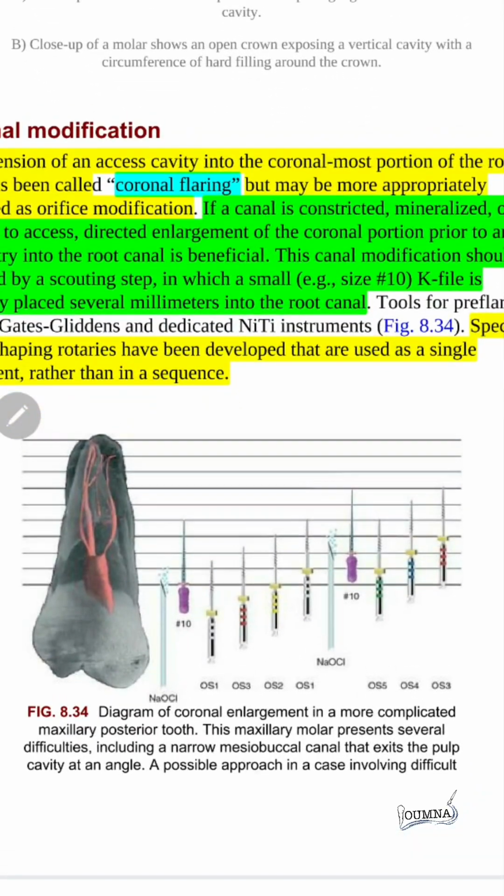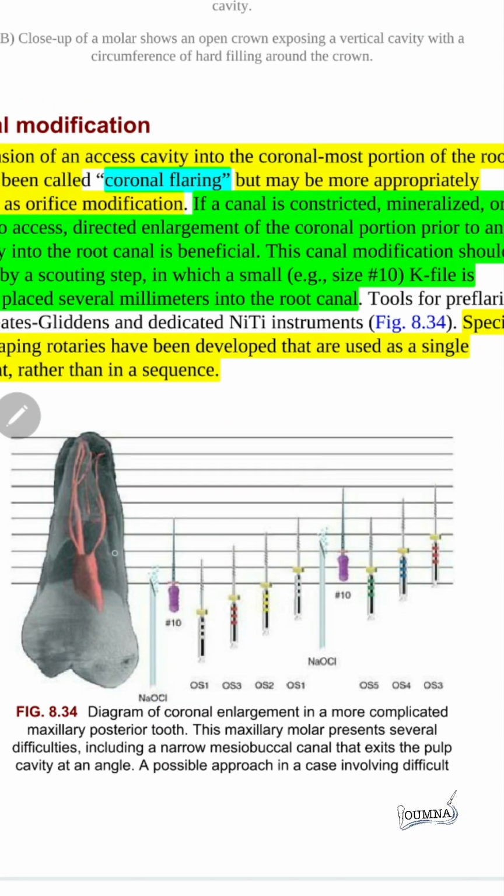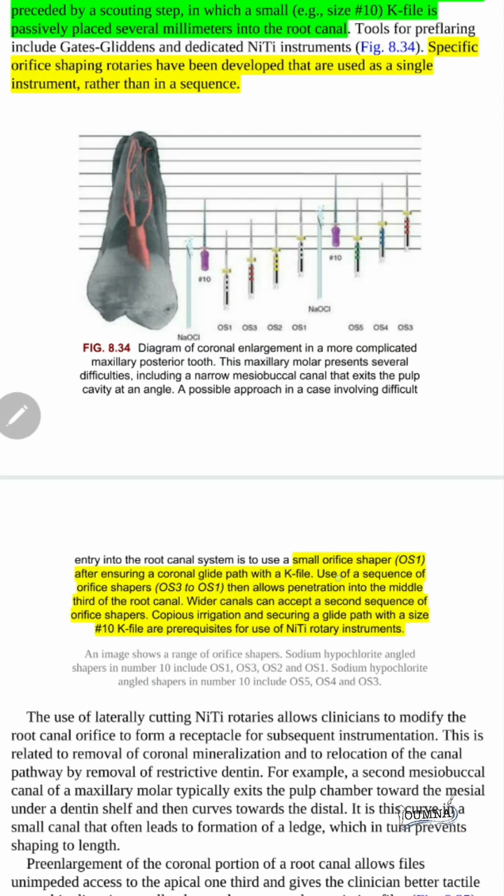And this is the sequence that is advisable. We start by irrigation with hypochlorite to get a clear view of the canal opening. Then we do the glide path using a K file number 10. Then we use an orifice shaper opener that instruments the coronal part only because it is short, so it does not reach the full working length.